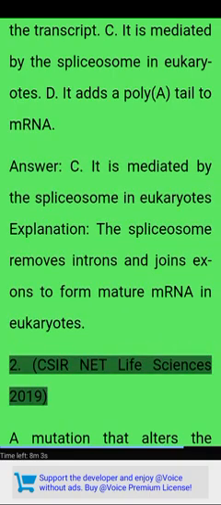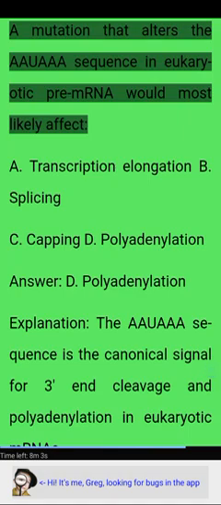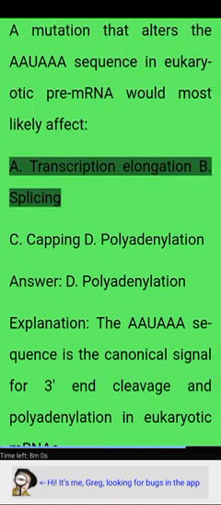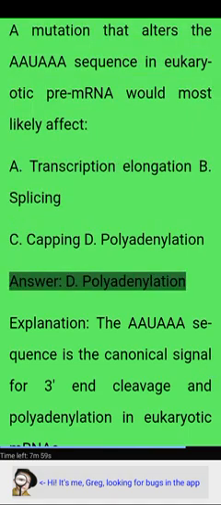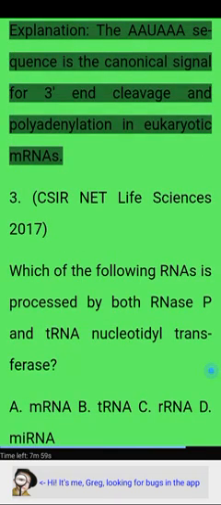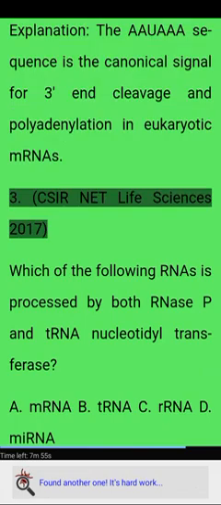2. CSIR NET Life Sciences 2019. A mutation that alters the AAUAA sequence in eukaryotic pre-mRNA would most likely affect: A. transcription elongation, B. splicing, C. capping, D. polyadenylation. Answer: D. Polyadenylation. Explanation: The AAUAA sequence is a canonical signal for 3' end cleavage and polyadenylation in eukaryotic mRNAs. 3. CSIR NET Life Sciences 2017.